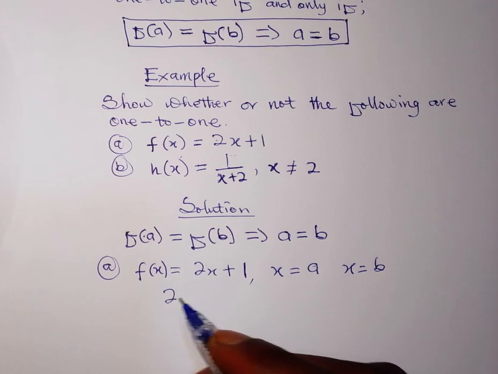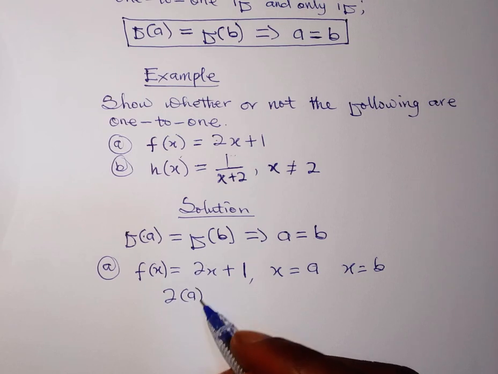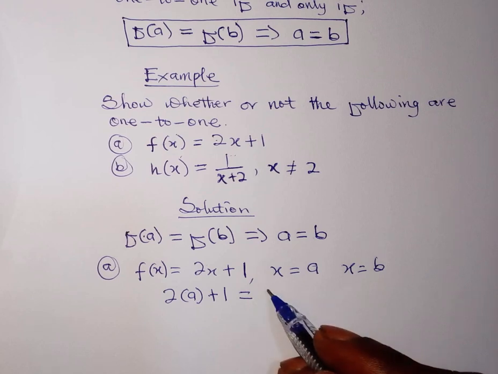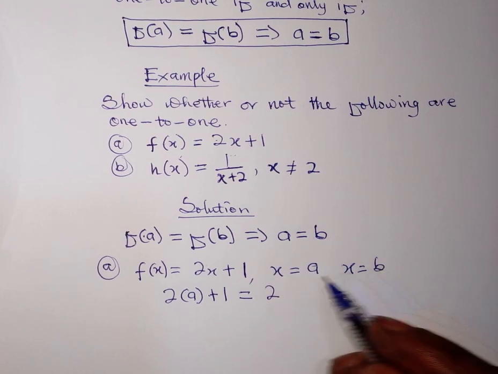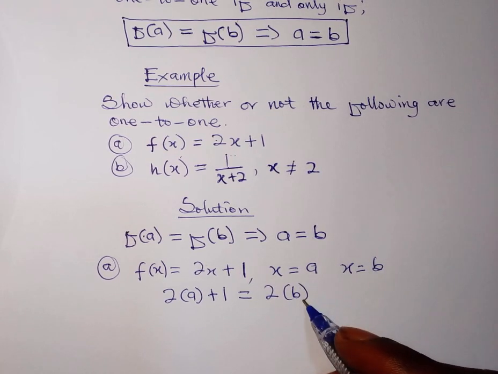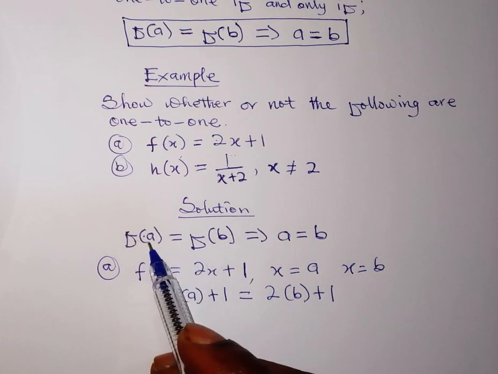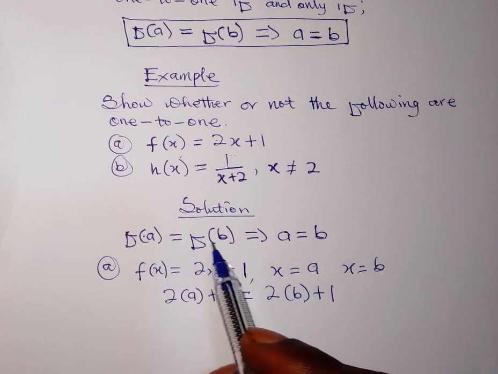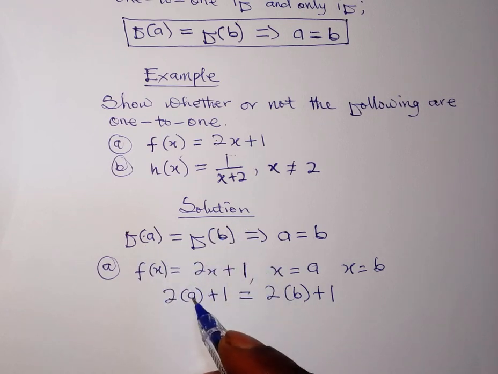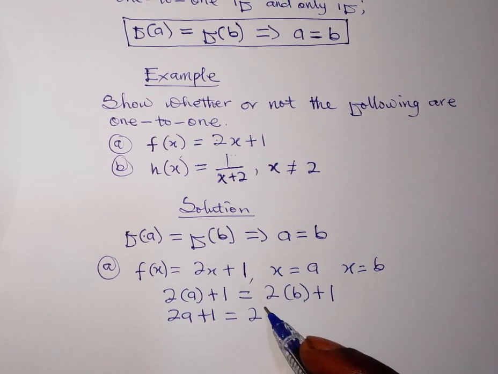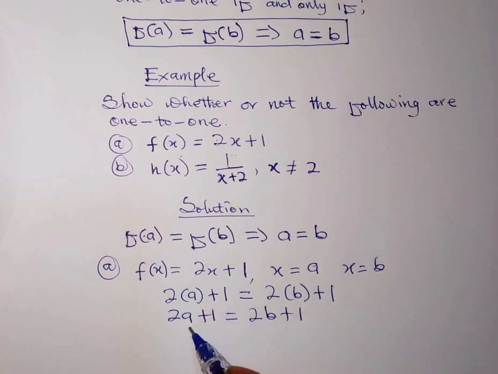So I will write my 2a + 1 should be equal to the same 2, and this time my x is what? b + 1. Yes, because that is what the proving is saying. So if I multiply this by that, I'm getting 2a + 1, which should be equal to 2b + 1. I can multiply terms.